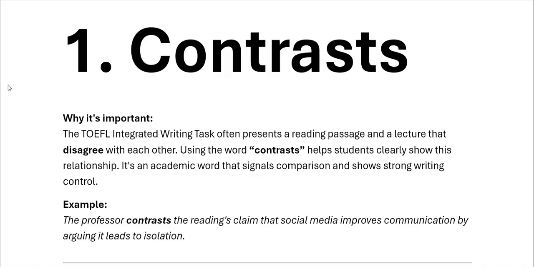Number 1, contrast. The TOEFL Integrated Writing Task often presents a reading passage and a lecture that disagree with each other. Using the word contrast helps you to clearly show this relationship. It's an academic word that signals comparison and shows strong writing control. For example, the professor contrasts the reading's claim that social media improves communication by arguing it leads to isolation.